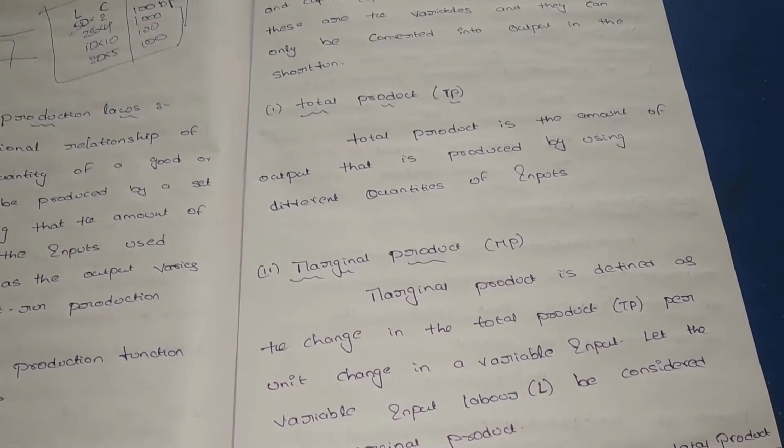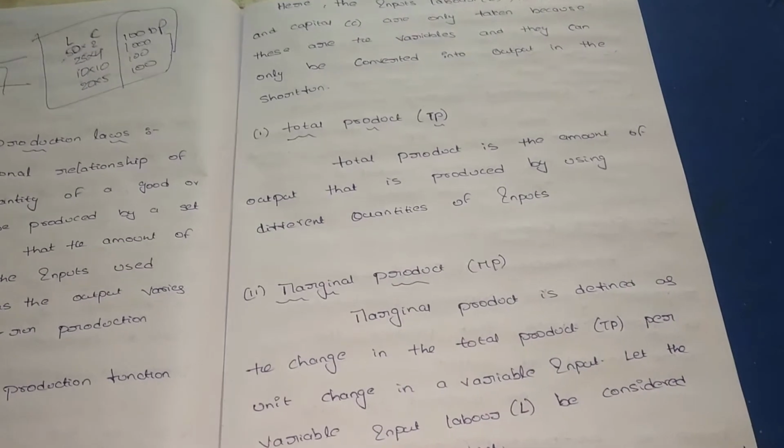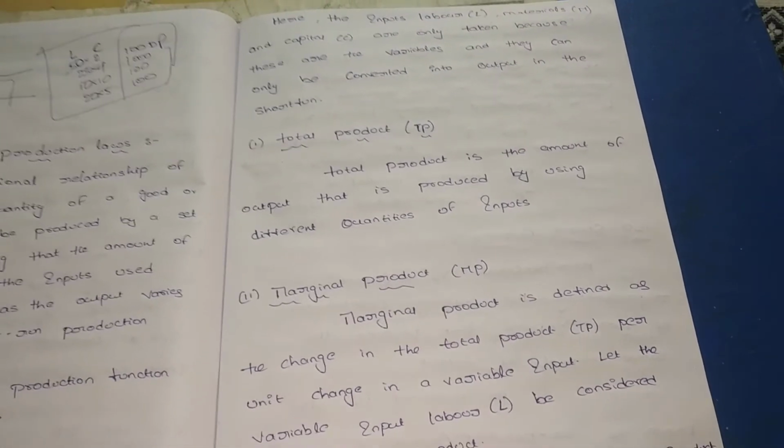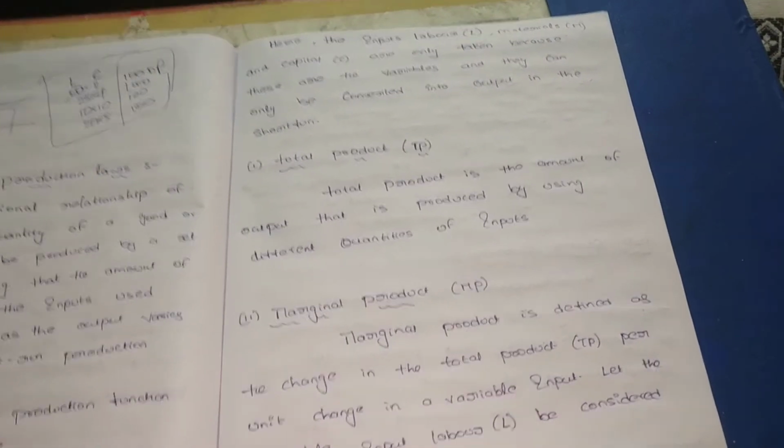Formula: change in total product. What is the change in total product? 5 units, divided by the change in quantity of variable input. How much quantity am I changing? We have to mention that.